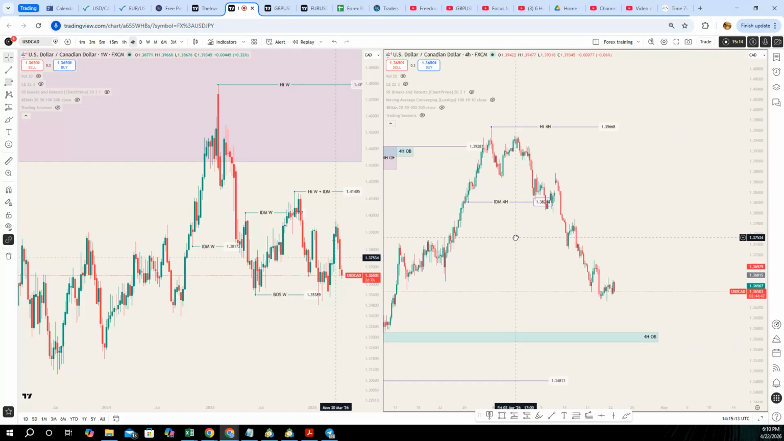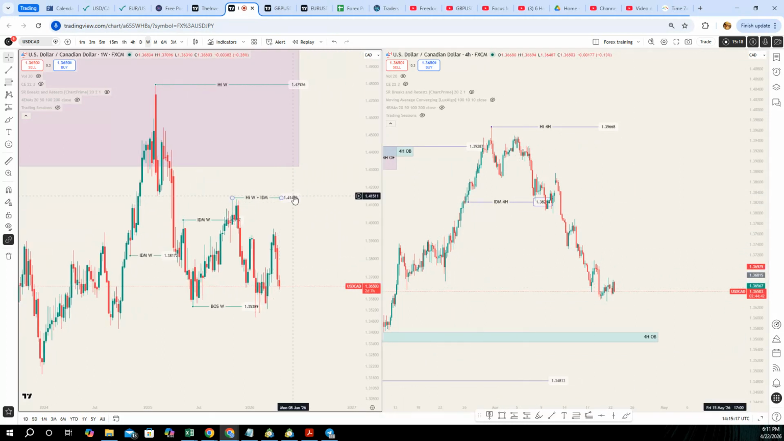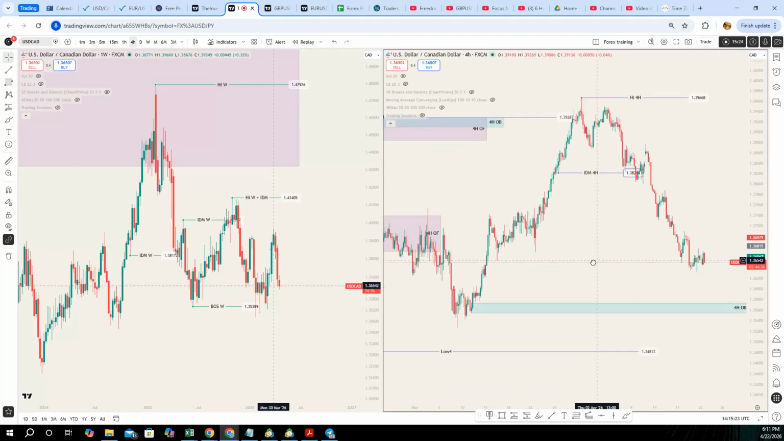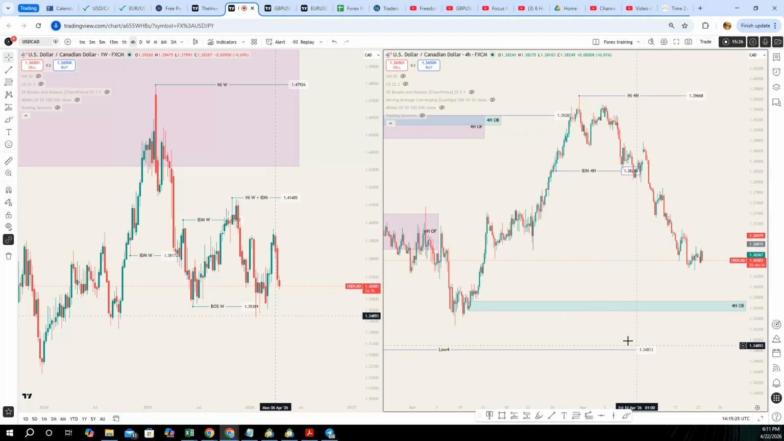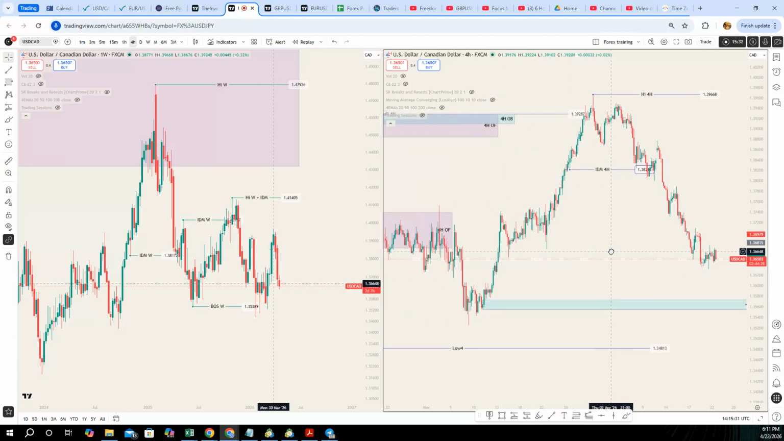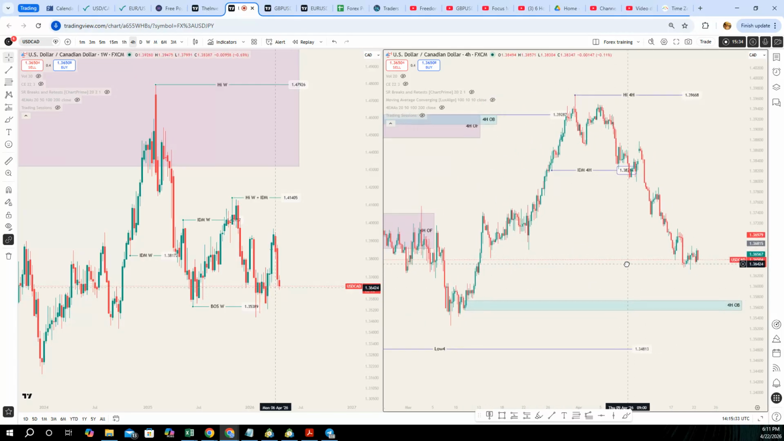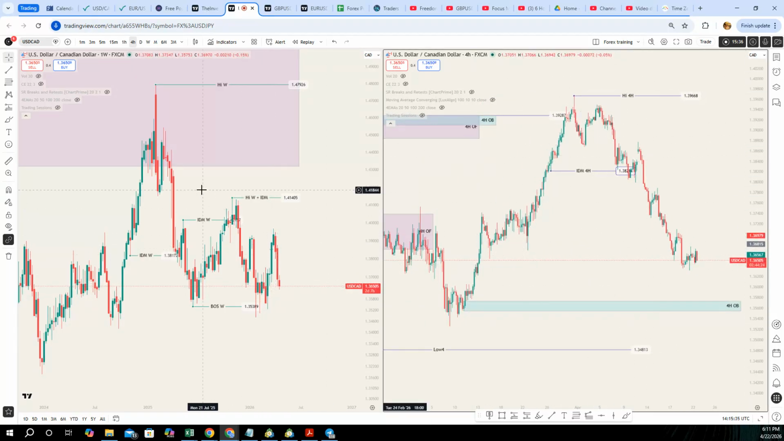Now on the 4 hour, what is happening? Now see, this is the story now. On the 4 hour, we have a bullish structure, until this is broken on the 4 hour. Until then, it is a bullish structure. On the weekly, we have a bearish structure.